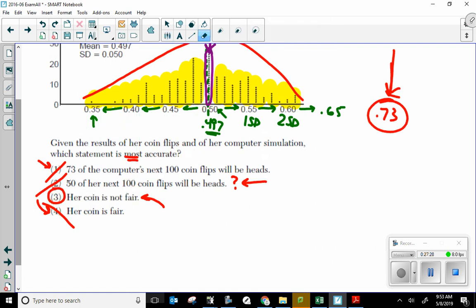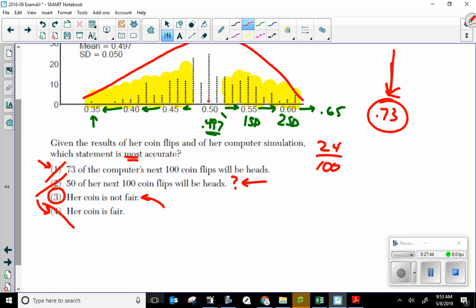If I look at how many dots are here out of my 100, 1, 2, 3, 4, 5, 6, 7, 8, 9, 10, up to 24 out of the 100 came out to be 50%. That's only 24% odds. I mean, yes, there's a 24% chance, but it is 0% chance on the simulation that you get 0.73. So her coin is definitely not fair.